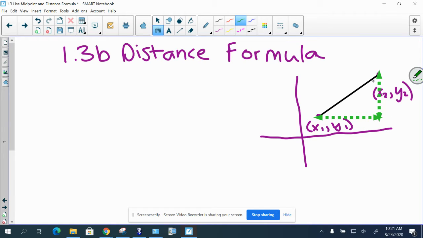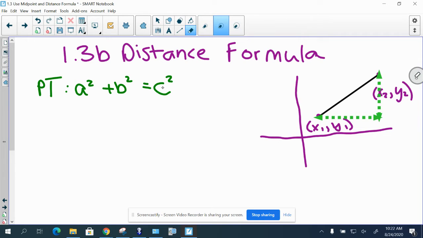Okay, now in order to find the distance here, with a right triangle, you can use the Pythagorean theorem. Hopefully you remember the Pythagorean theorem from algebra and pre-algebra. It's a squared plus b squared equals c squared. Or I'm going to take a different step here and say c is the hypotenuse, so hypotenuse squared. And since the hypotenuse is the distance that we're looking for, I'm going to change the h to a d.